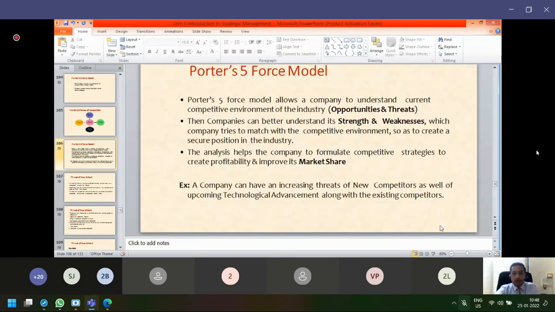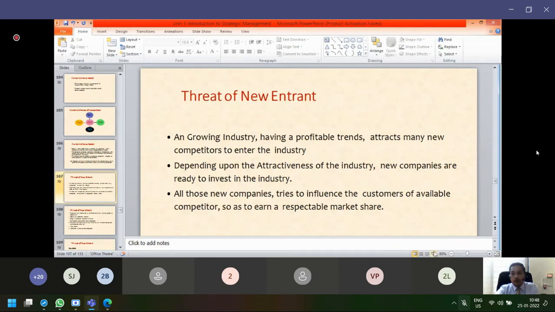So we'll start discussing all these 5 forces now in detail. So first factor, or first force, which is being described by Porter in his 5 force model, is a threat of new entrants. So there may be new companies who are trying to get into that particular industry. You may take an example of the automobile industry. If any new company wants to enter into that particular industry, that may be a threat to the existing companies.